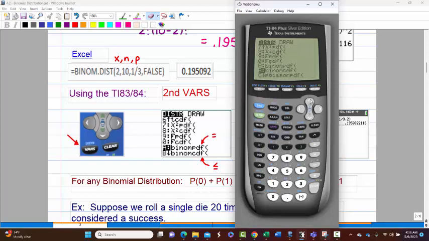Now, similar to Excel, they have a function here that does it for one value of X, and then they have it for doing less than or equal to that X. Where in Excel they just separate it by true or false, here A would be false. There's no true or false in the calculator. It's just whether you pick binom PDF or binom CDF. CDF would be the same thing as if I had used true in Excel. In fact, I'm going to show you something in that other thing in a second.